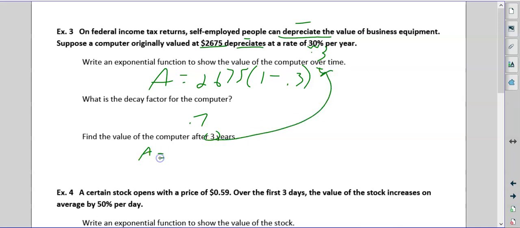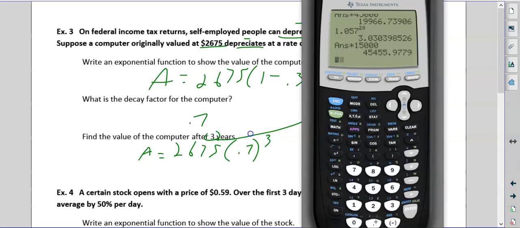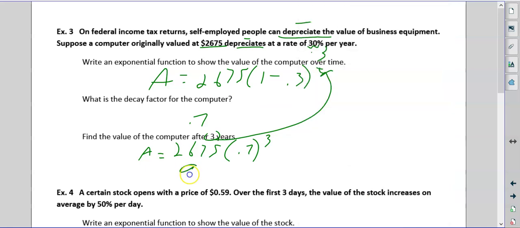So future value is 2675 times 0.7 to the power of 3. So 0.7 to the third power times 2675. That gives 917.53. The 5 tells the 2 to round up. So 917.53.